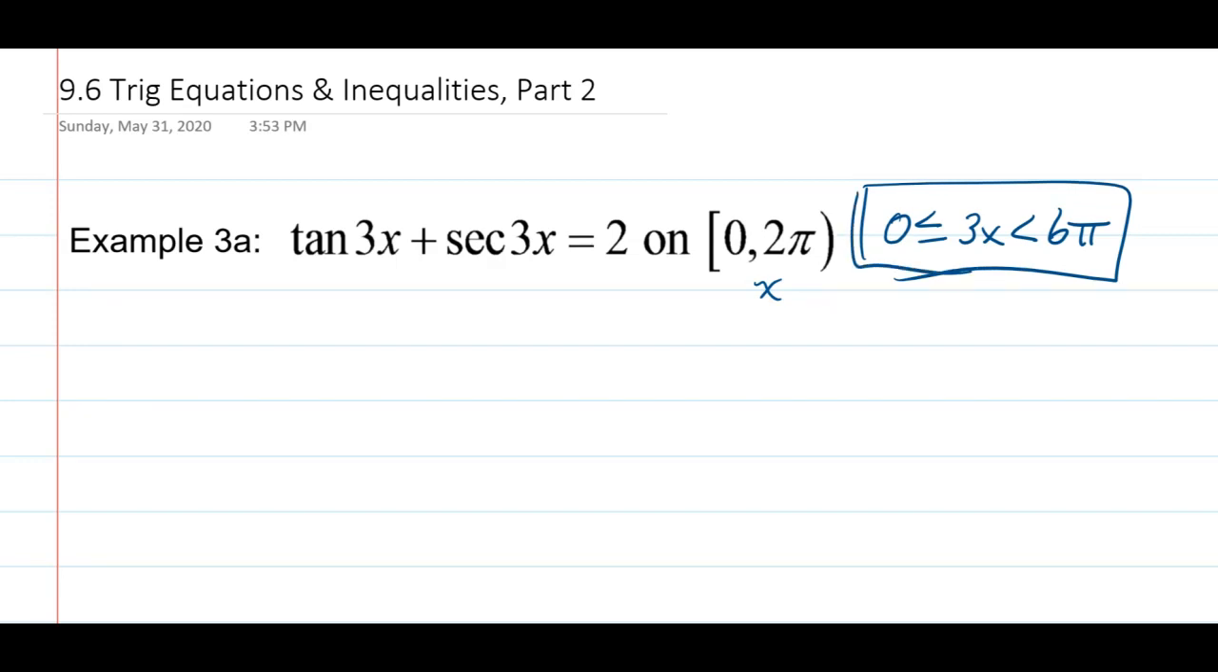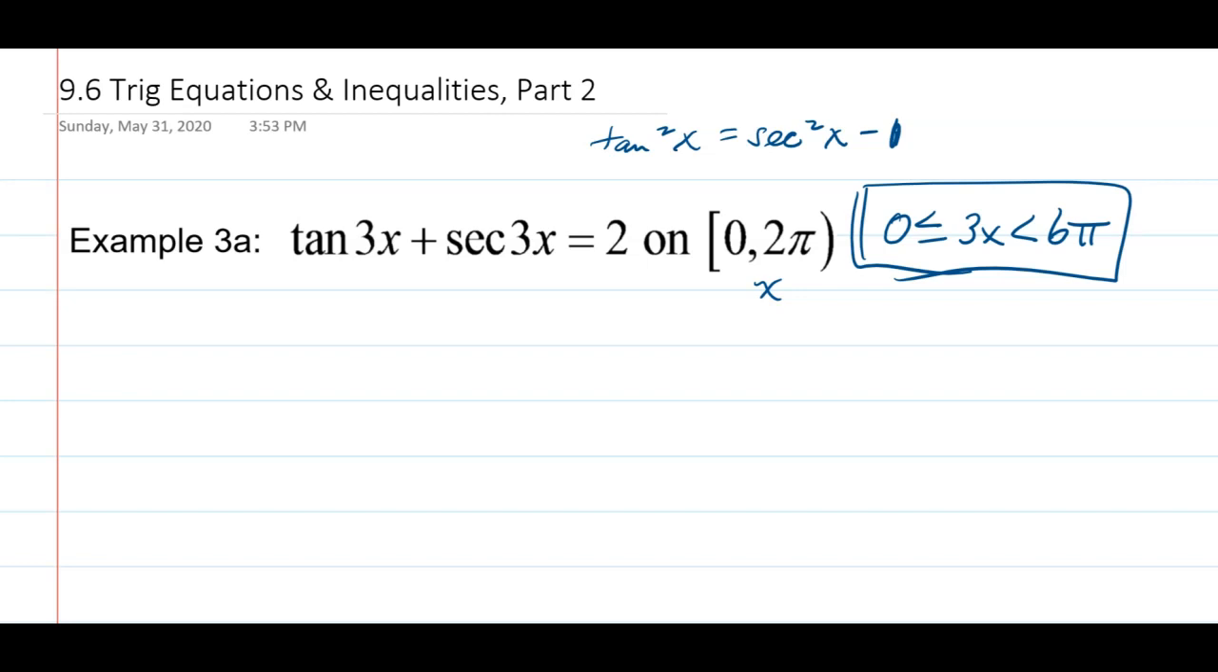The other thing that's interesting here, and this goes to recognizing identities, and I guess you could say patterns, is that tangent and secant are related. The Pythagorean trig identity can be reworked to show that tangent squared x is equal to secant squared x minus 1. And this is going to come in handy in this particular problem.